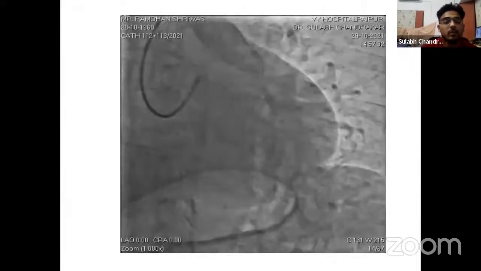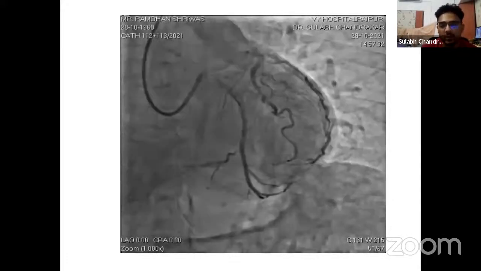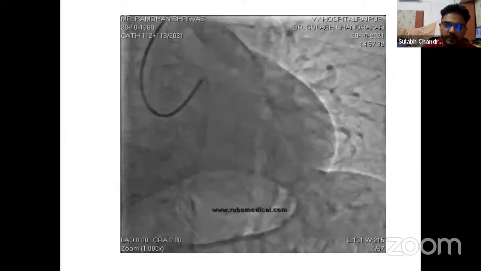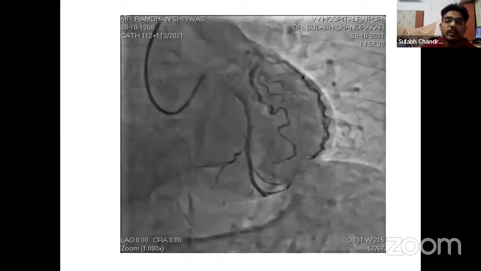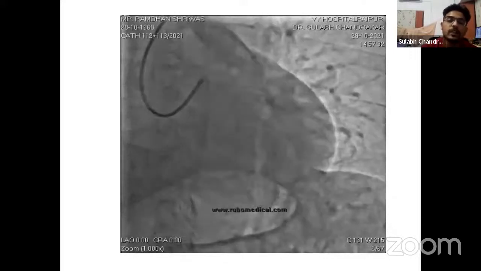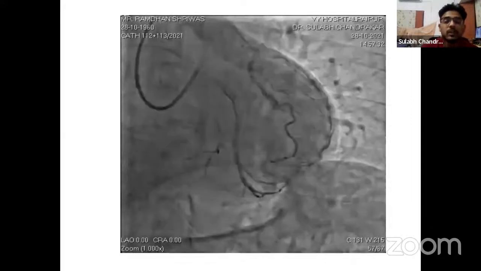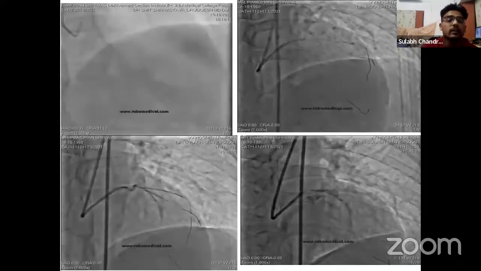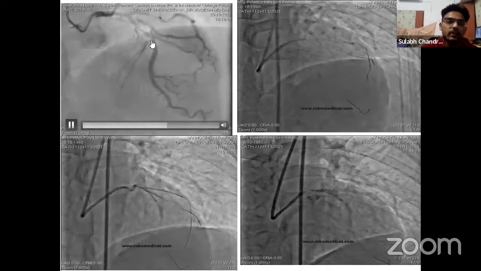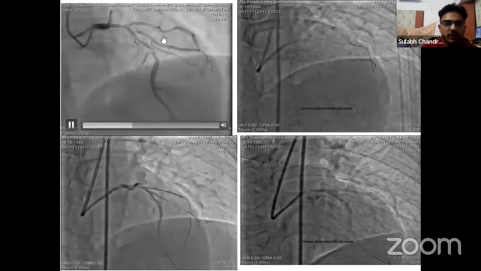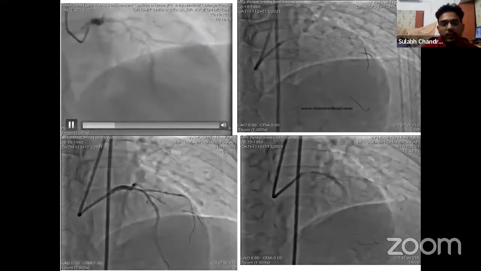After pre-dilation, subsequently with the larger balloon, we ended up putting two stents, 2.5 by 24 in the distal LCX and 2.75 by 24 in the proximal LCX. After post-dilation, the result was good. This was done by the right radial route, and then we decided to do the LAD. Both the diagonals were very large, so we didn't want to lose any of the branches. So we decided to do it.